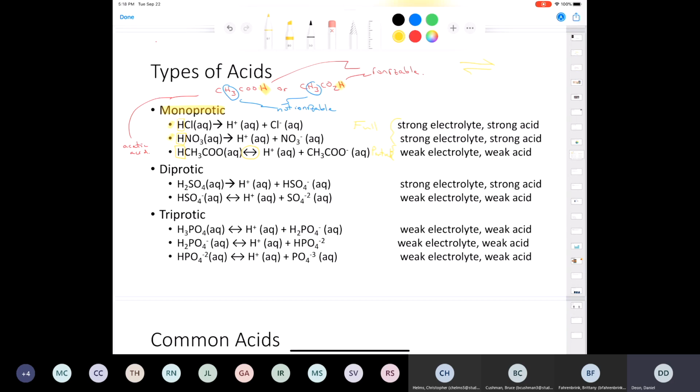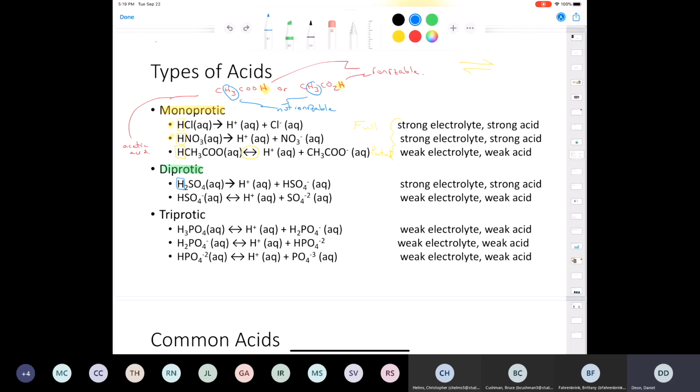Okay? The next acids are diprotic acids. I know you can tell what that means. It means they have two protons. Now, there's only one example that's shown here, and that is sulfuric acid, H2SO4. So sulfuric acid has a total of two protons, right? What's going to happen is that when you have just H2SO4, sulfuric acid, it's a really strong acid. So it's going to be able to liberate one of the protons really easily, okay? Again, full, complete dissociation. So it's a strong electrolyte.